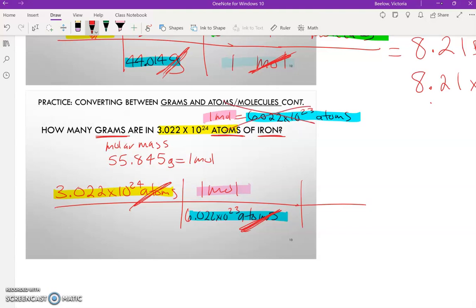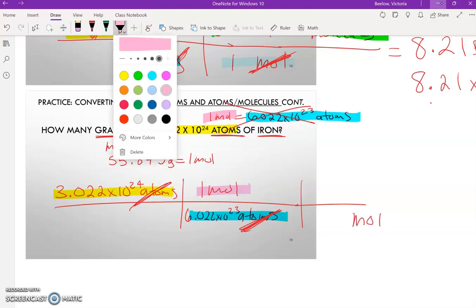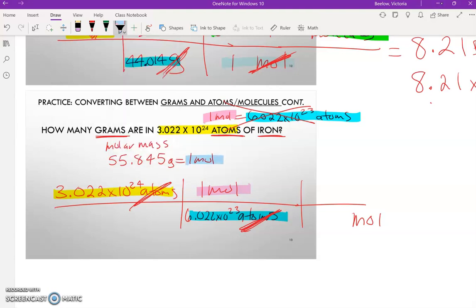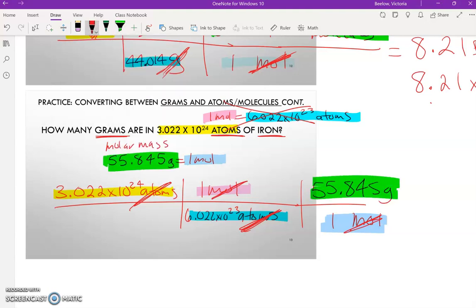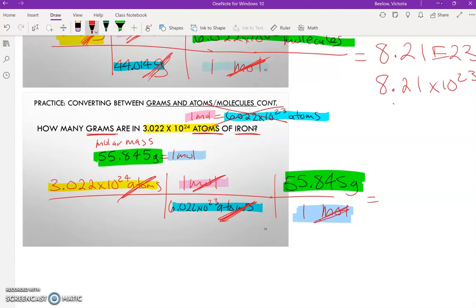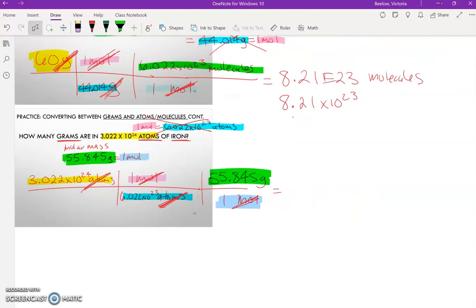I've used this equality. Again, if moles is here, moles has to go here. According to my other equality, that is 1 mole. So 1 mole goes here. And then again, whatever that is equal to goes above it, 55.845 grams. Moles cancel. And now I am just left with grams, which is what I wanted my answer in.